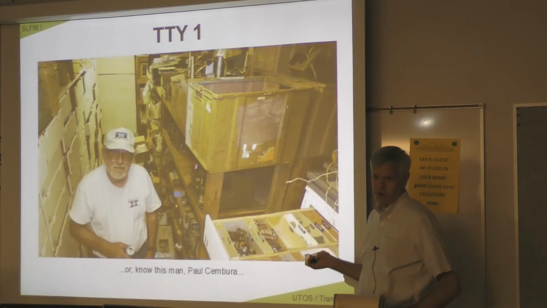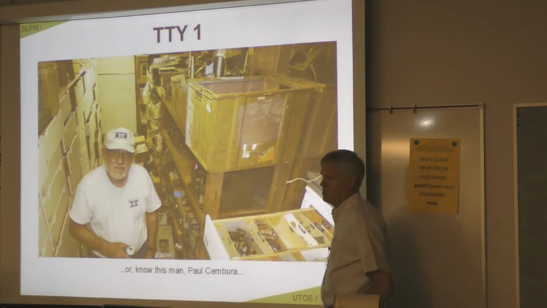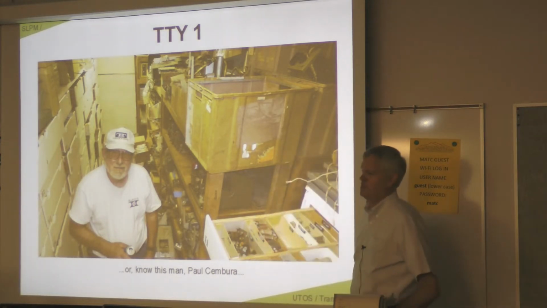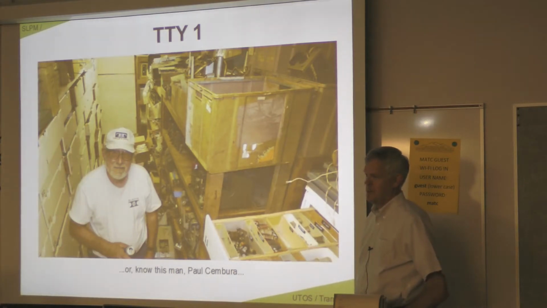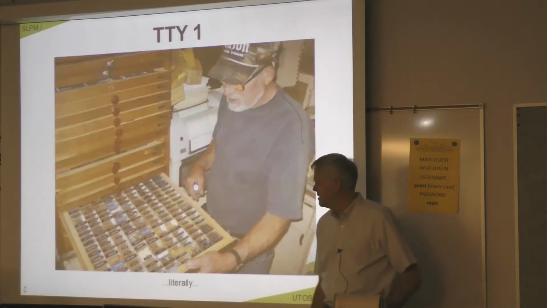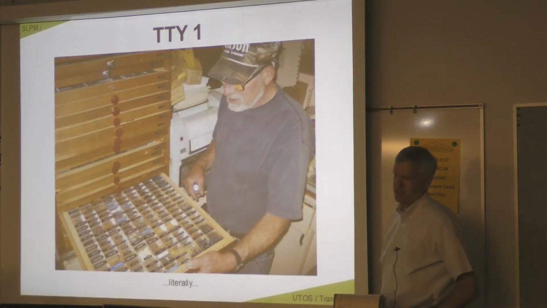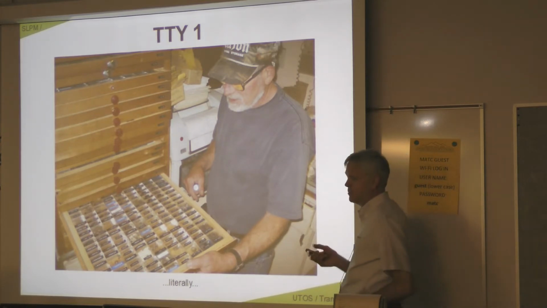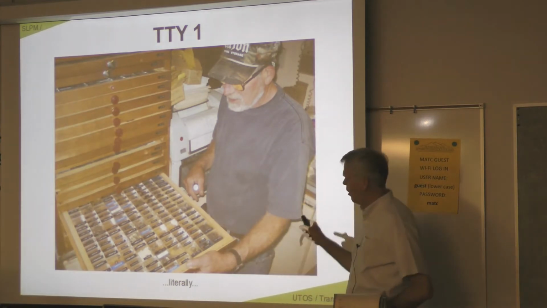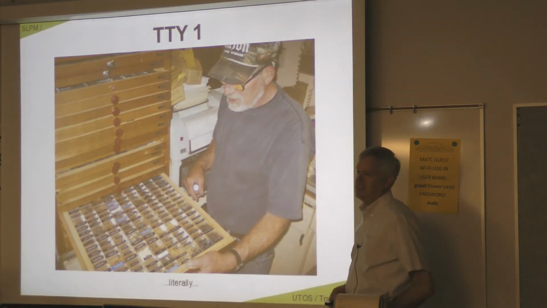But if you don't have a spare parts machine, you need to know this man. This is Paul Sembura. He's in California, and he's been repairing these machines for 40 years. And it's amazing what he has. He has literally millions of parts that are just all cataloged by numbers, which is another amazing thing about these machines. Every part in this machine has a number. And if you know that number and call this guy, there's a good chance he has it.